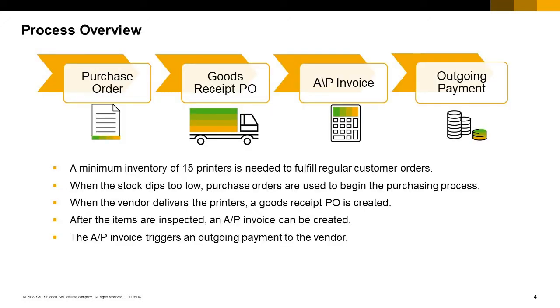Let us look at the process steps in our business example with a concrete example. A minimum inventory of 15 printers is needed to fulfill regular customer orders quickly. When the stock is too low, purchase orders are used to begin the purchasing process. When the vendor delivers the printers, a goods receipt PO is created. After the items are inspected, an AP invoice can be created. The AP invoice triggers an outgoing payment to the vendor.